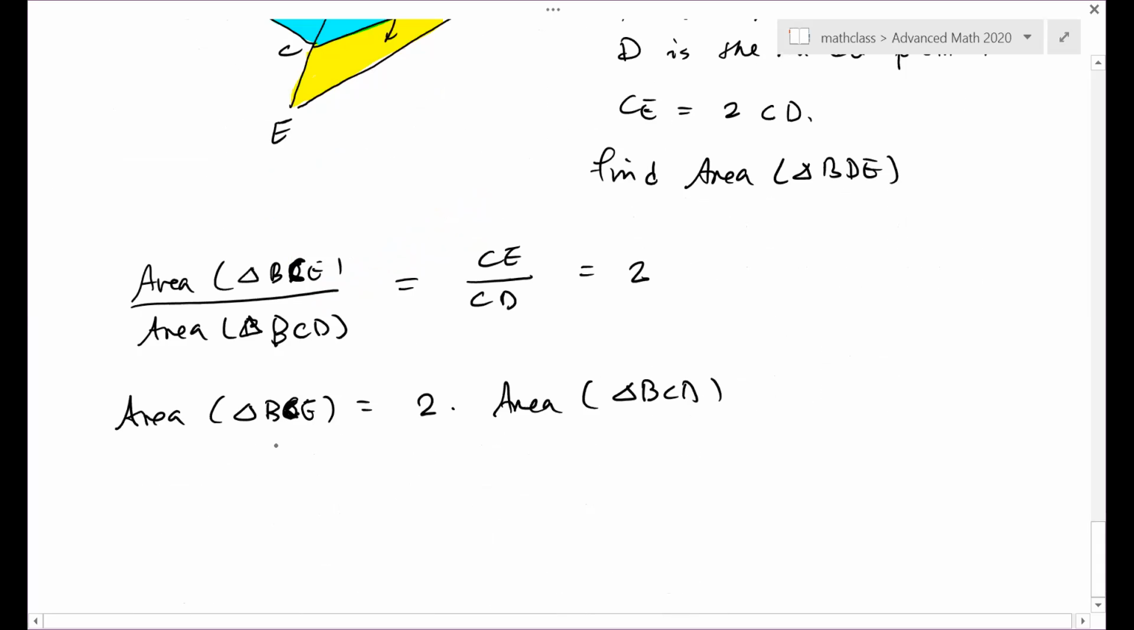So one, BC is a yellow triangle, so it's going to be twice, that's 1 times 2. The reason is this triangle is going to be half of the area of the larger triangle. Then you add them together, and this is going to be 1. The reason is D is the middle point.